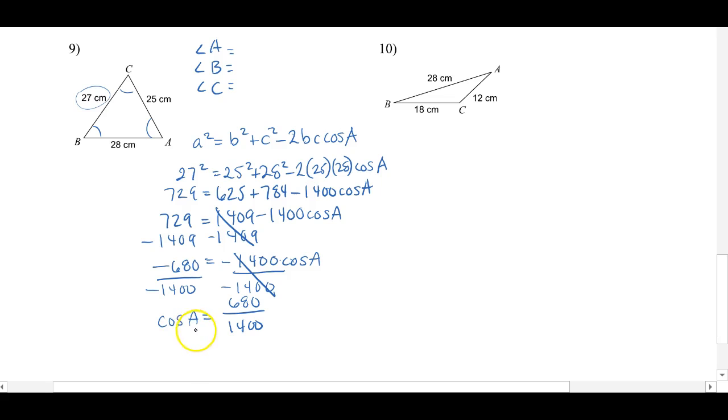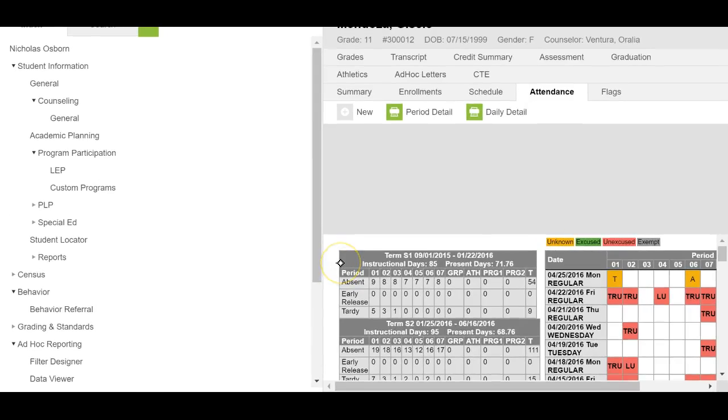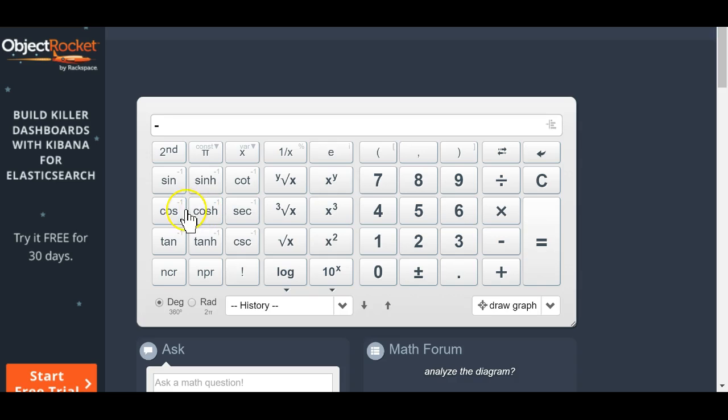Now the last step: remember, when you're looking for an angle, and it's sine of A or cosine of A in this case, you're going to do the inverse of that function. So not cosine of A, but inverse cosine. Cosine of A is equal to 680 over 1400, so you do the inverse cosine of 680 over 1400, and that will give us our angle. Now let's go to our online calculator and do the inverse. I need to push second first, and that gives us arc cosine, which is the same thing as inverse cosine.